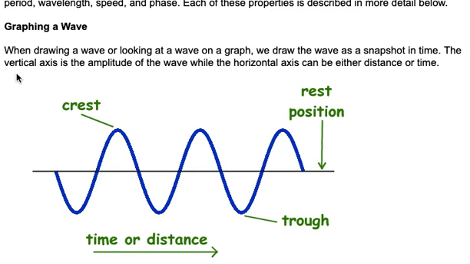Graphing a wave. When drawing a wave or looking at a wave on a graph, we can draw the wave as a snapshot in time. The vertical axis is the amplitude of the wave, while the horizontal axis can be either distance or time.